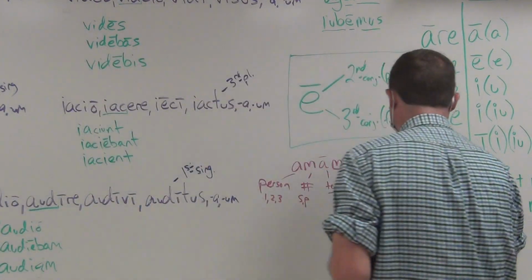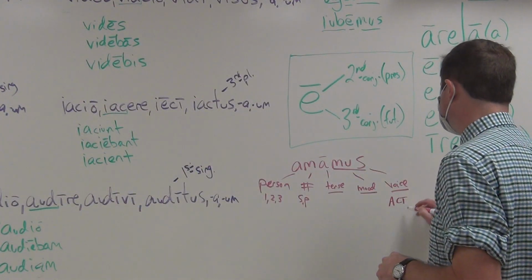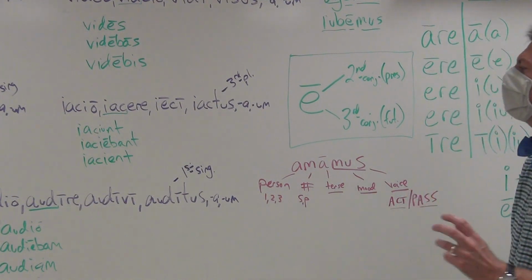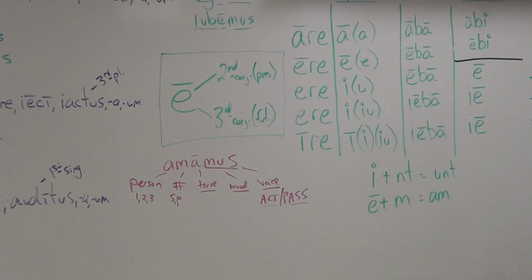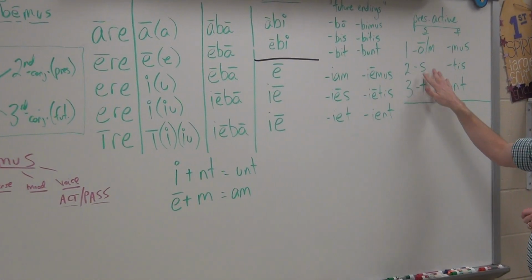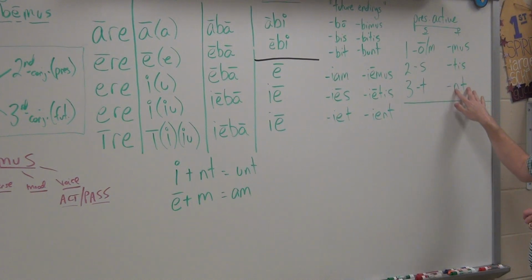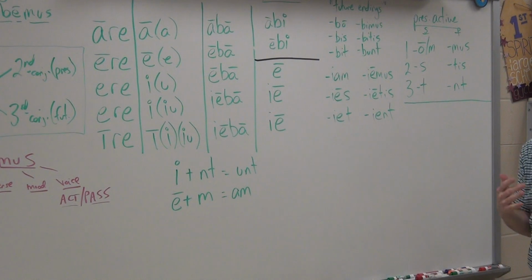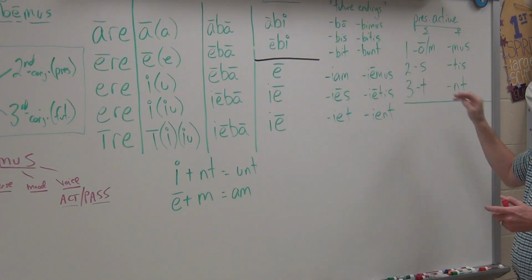Voice, on the other hand, there are 2 options. There is active, and there is passive. Everything that we've encountered so far has been active voice. I verb, you verb, he verbs, we verb, y'all verb, they verb. And then it could be imperfect. I was verbing, you were verbing, he was verbing. We could be future. I will verb, you will verb, he will verb.